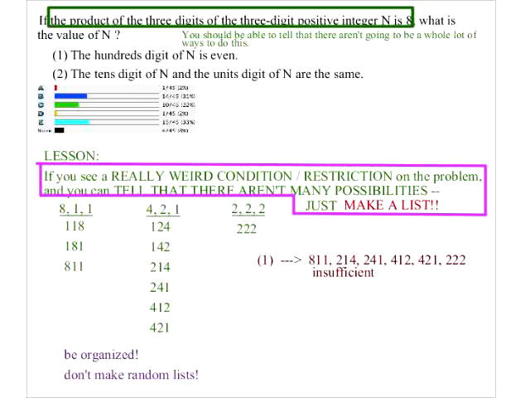And then statement 2 allows only 811 and 222. Unfortunately, that's still insufficient because there's 2 possibilities. But then if you throw them together, guess what? They still both work. So still insufficient. So E, like elephant.